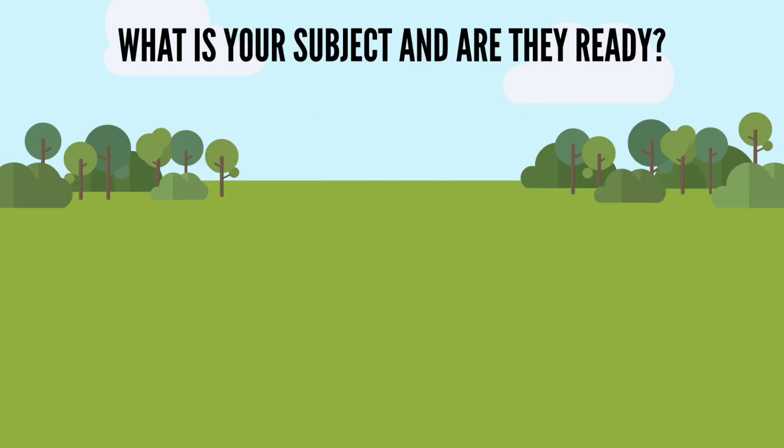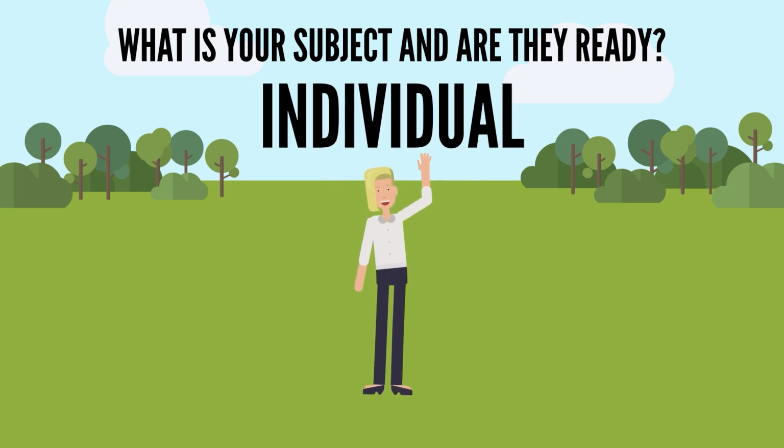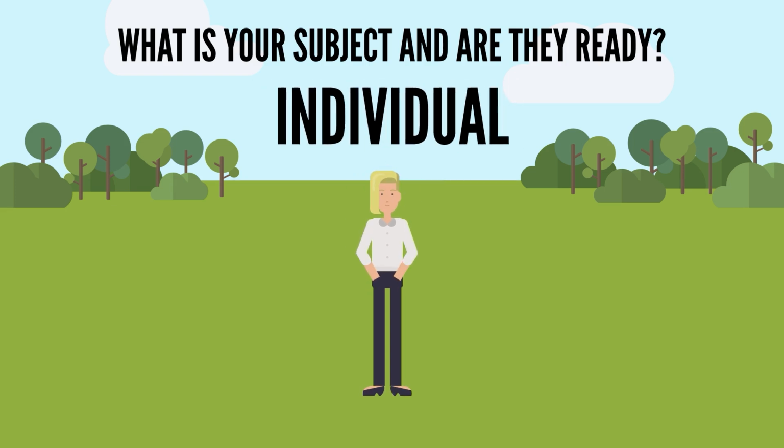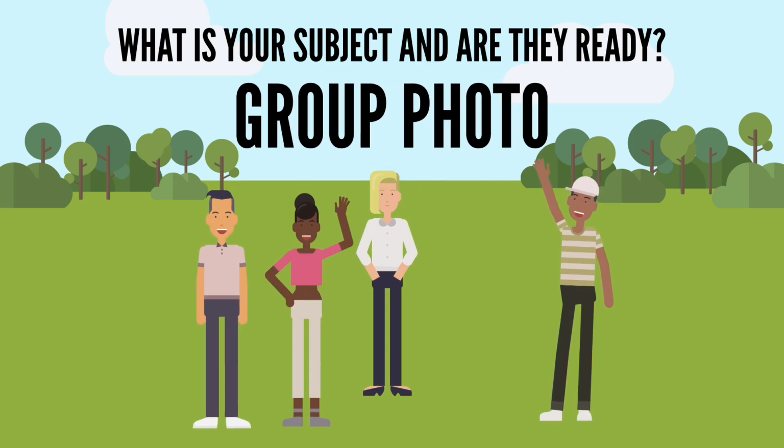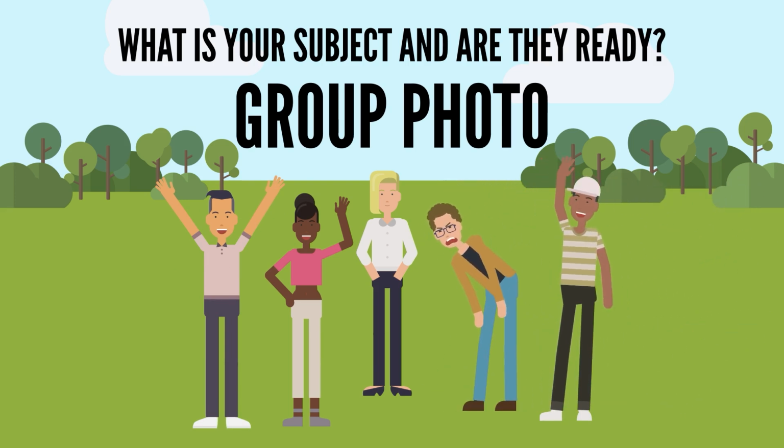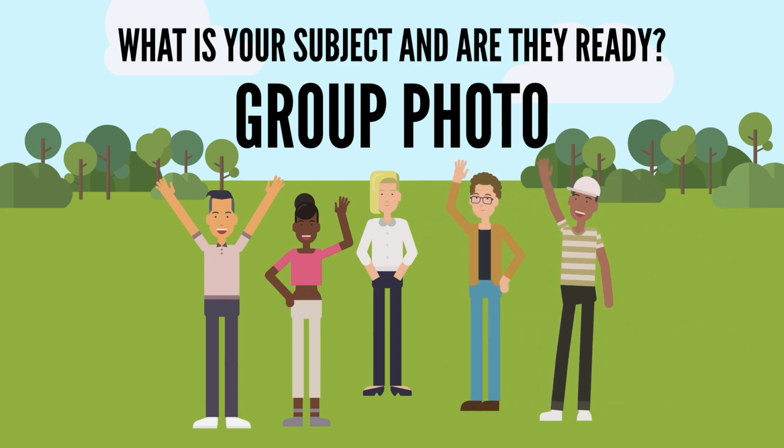Next, consider your subject. There are 4 main types. First is the individual. In this case, only one person needs time to get prepared, and less planning tends to be necessary. Group photos entail more possible complications, like schedule coordination, staging, and accommodating for late arrivals.